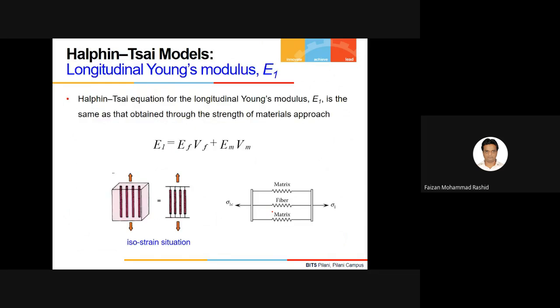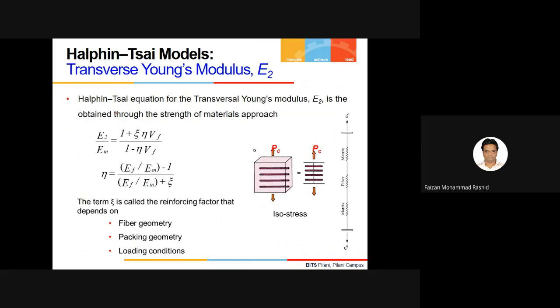So we looked at the semi-empirical relationships, which require experimental data also, and we found that the Halpin-Tsai work is more accepted to find the Young's modulus in the longitudinal direction, in the semi-empirical domain.